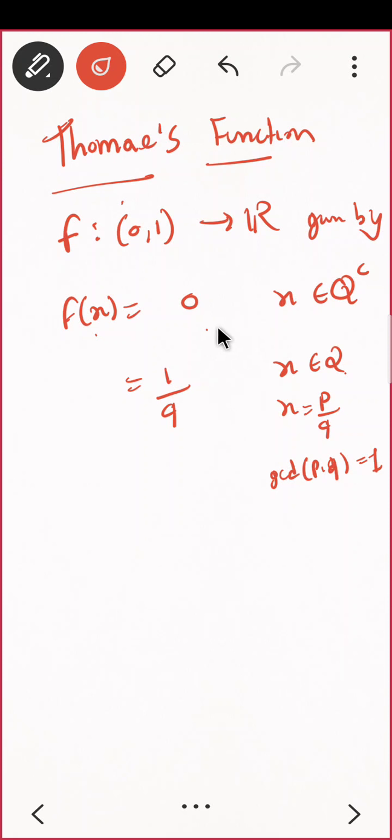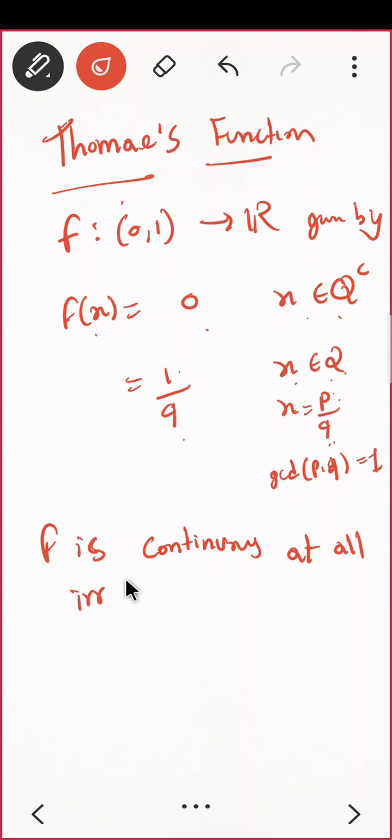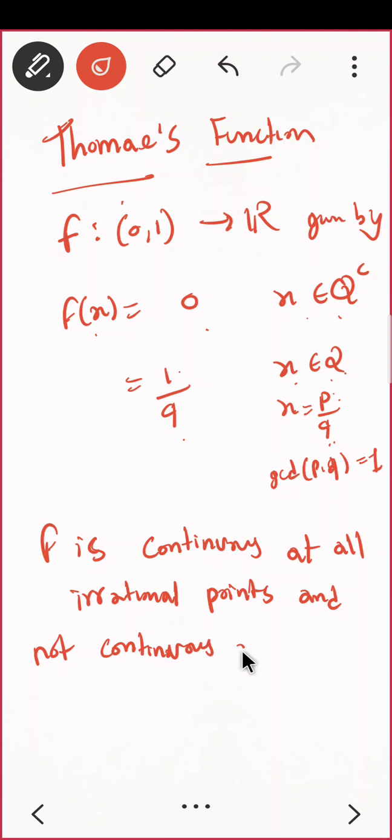Okay, so what is so special about this function? F of x is 0 when x is an irrational number, and when x is a rational number, say x is of the form p by q, the answer is 1 upon q. So this function f is continuous at all irrational points. Of course, in the interval 0 1 we are talking about. And not continuous at any rational point.